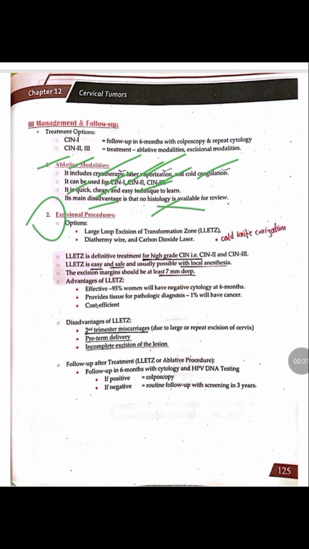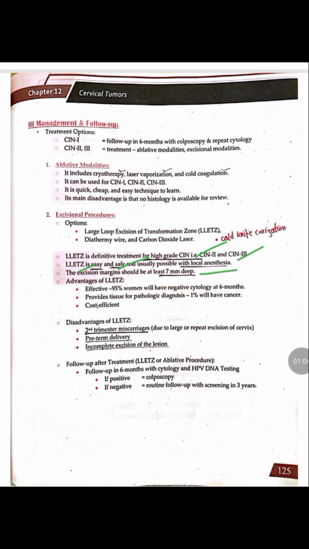Second one is the excisional procedures. The excisional procedures include large loop excision of the transformation zone, which is the most common excisional procedure. Other procedures include excision with the help of diathermy wire, carbon dioxide laser, and cold knife conization. So large loop excision of the transformation zone is the definitive treatment for high-grade CIN, that is CIN2 and CIN3, and it is safe and easy to perform and usually possible with local anesthesia.